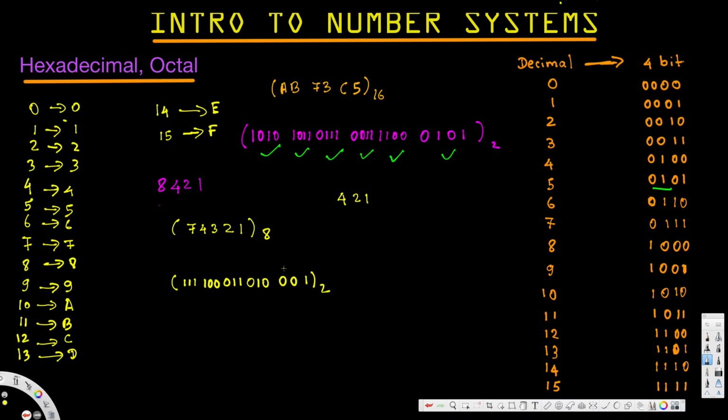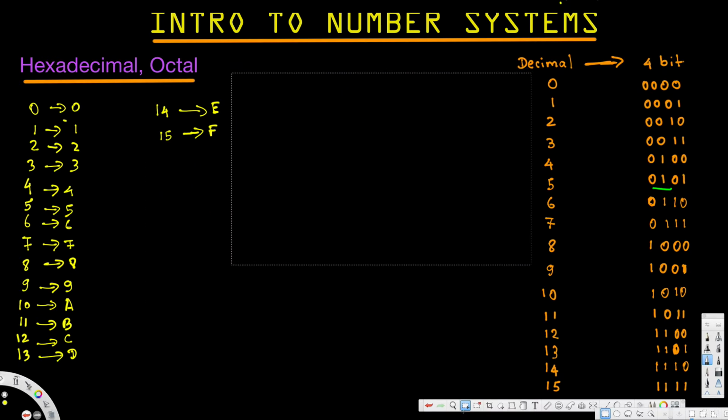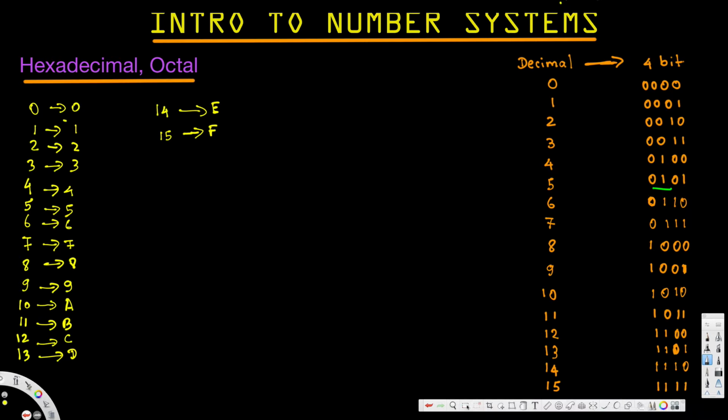Okay. Now let's see how we can go backward. Let's say we have a number not in decimal. Let's say we have a number in binary. So let's say this is the number 1101 0111 1101. So this is base 2, and we want to convert this one into hexadecimal.